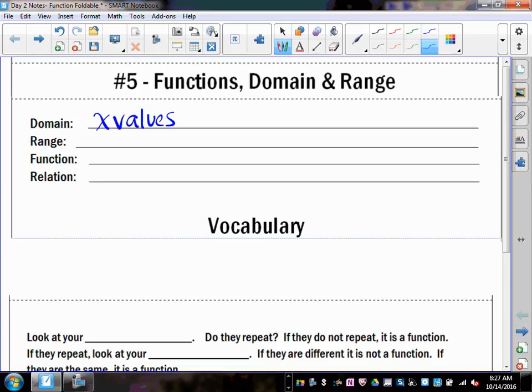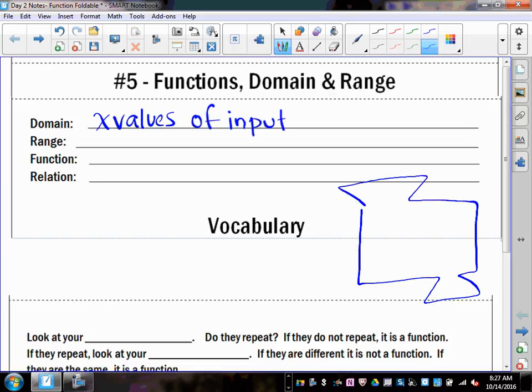also known as the input. So the x values of your input. Those are the values you put into your function. You guys might have done back in middle school or elementary school. You had something like this. What was it called? Like a function box or something like that. Remember that?